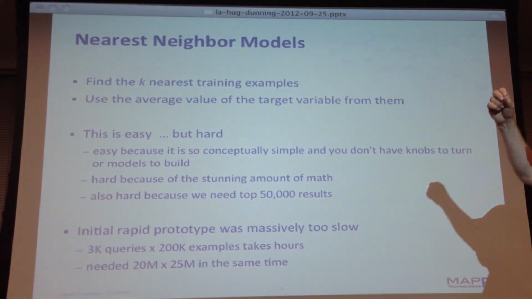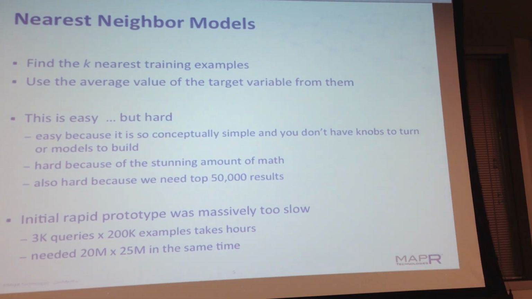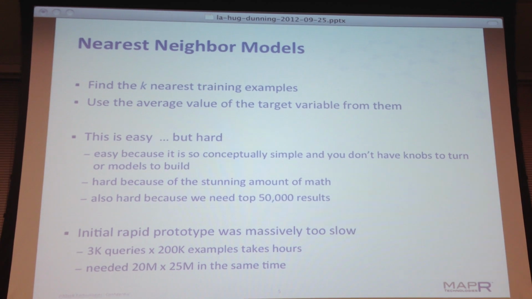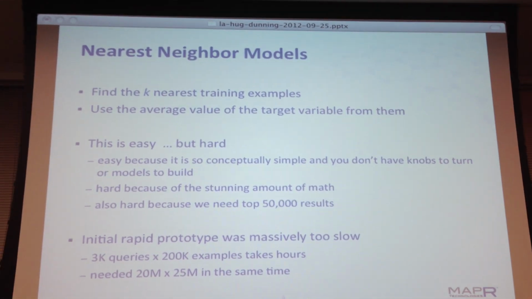So nearest neighbor models, we want to find the k-nearest training examples, and we're going to use the average of the target variable from those nearest neighbors. That's it. That's how we're going to build models.